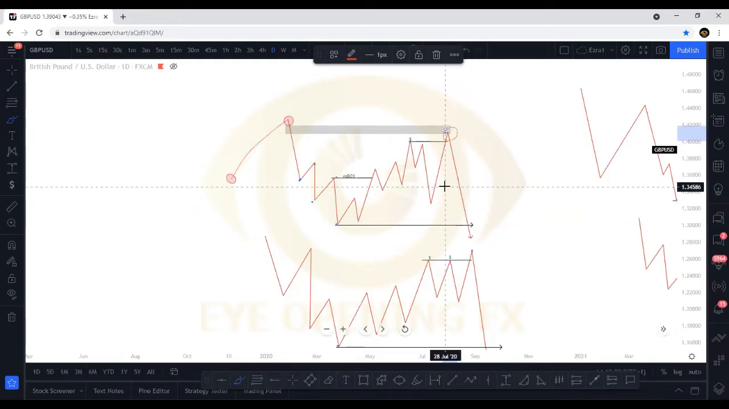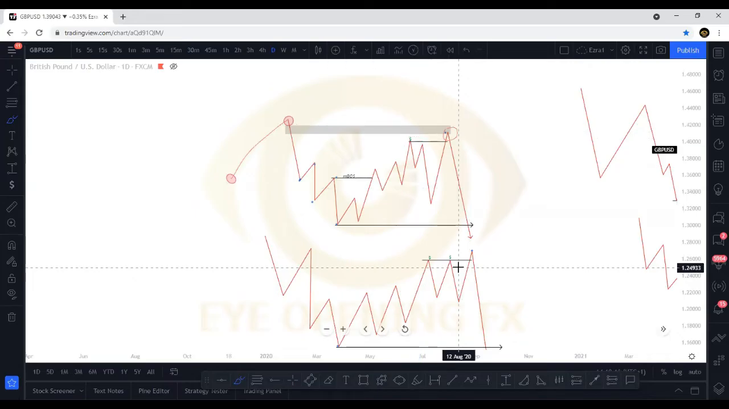A major liquidity. We don't expect price to reach that very high again. Why? Because it hunted liquidity. This is the liquidity that price hunted. This is the very high that hunted liquidity before selling. So that is what we call liquidity hunt. It hunted liquidity before breaking the structure to the downside.